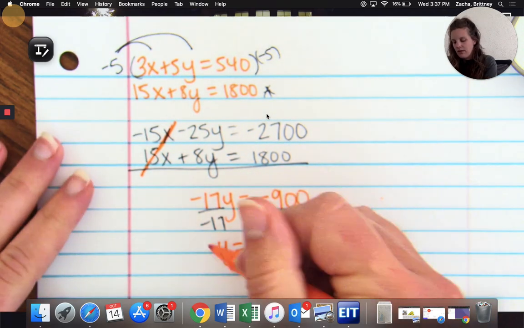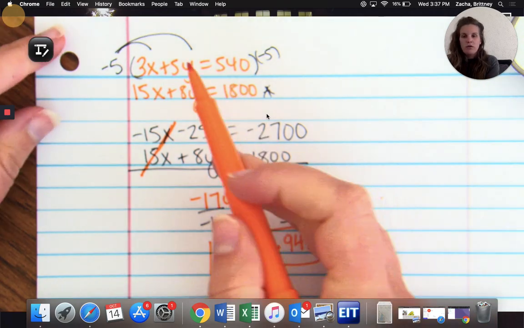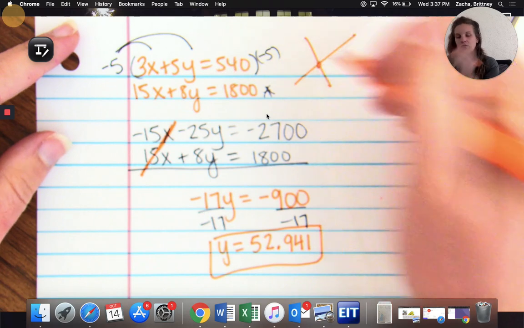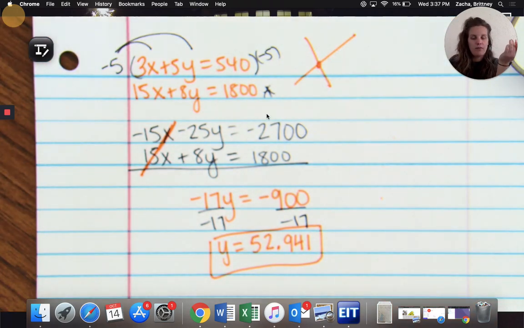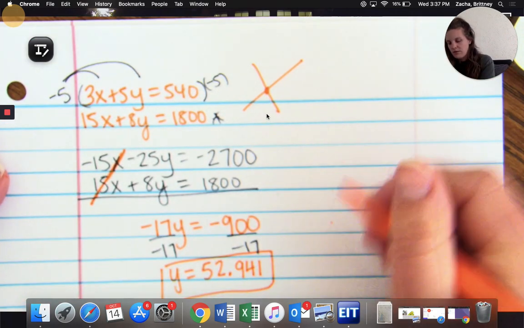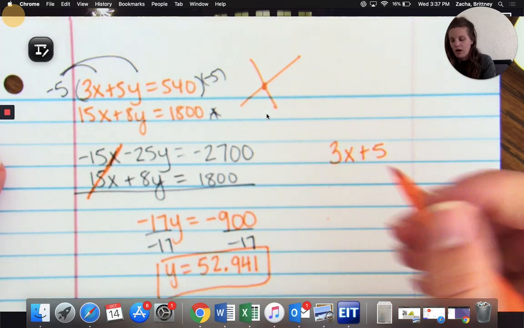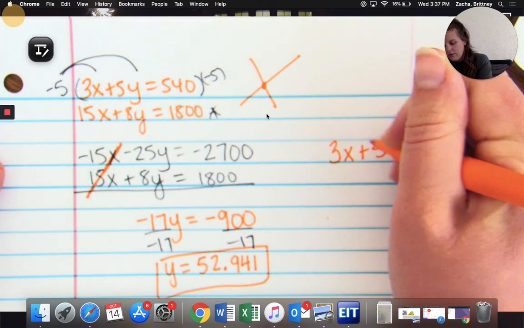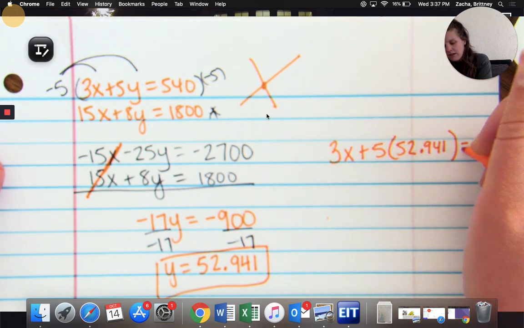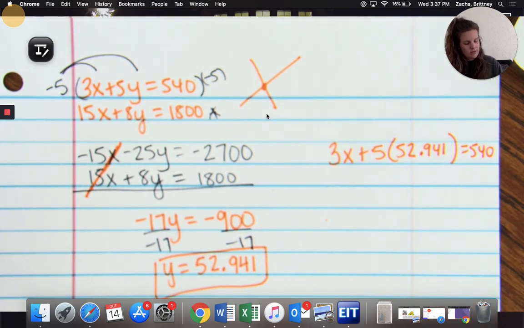All right, so now that we have the y coordinate of our intersection point, we need our x coordinate. So you can plug it into either one of these original ones. It doesn't matter, because keep in mind, those are 2 lines crossing, so they're going to share the same x, share the same y, so it doesn't matter which one. I'm just going to go for the smaller numbers. So 3x plus 5y, but instead of y, we now know what y is. So 5 times 52.941 equals 540. And now I'm just going to be on a mission to solve for x.